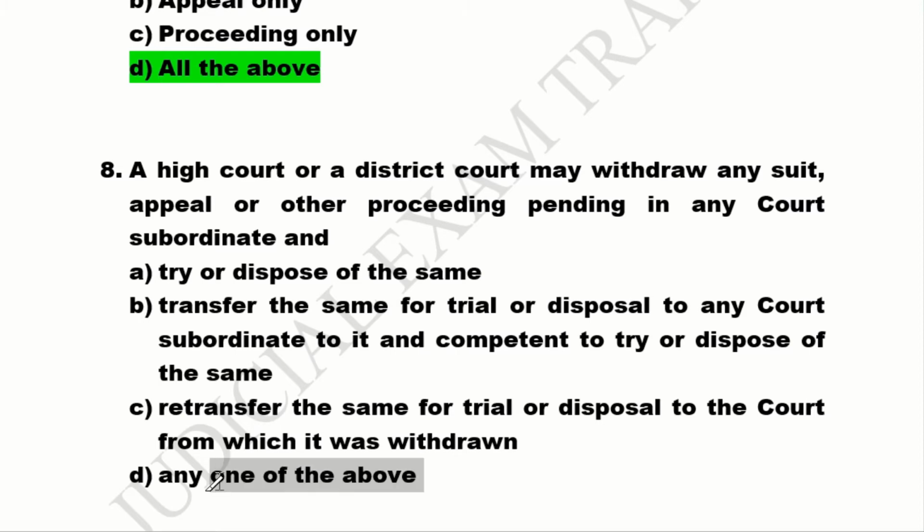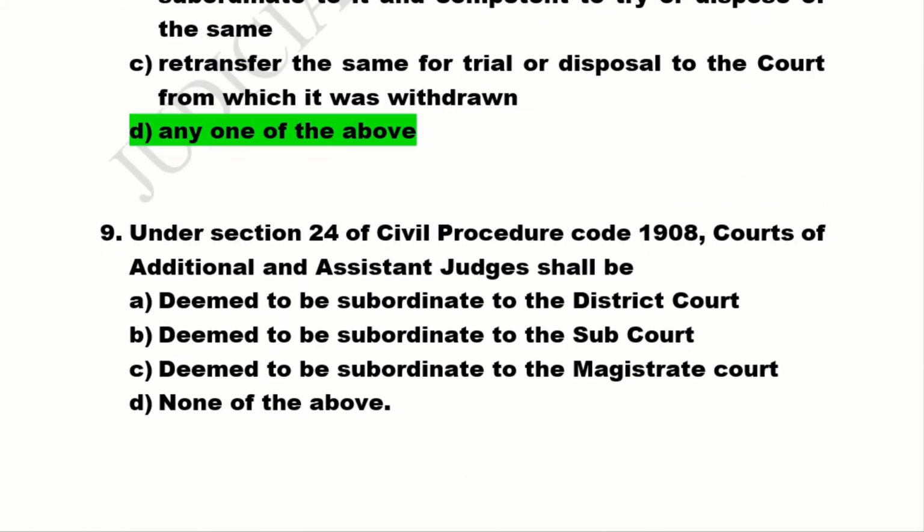The answer is any one of the above. Let us move to next question, which is question number 9. Under section 24 of Civil Procedure Code 1908, courts of additional and assistant judges shall be A.